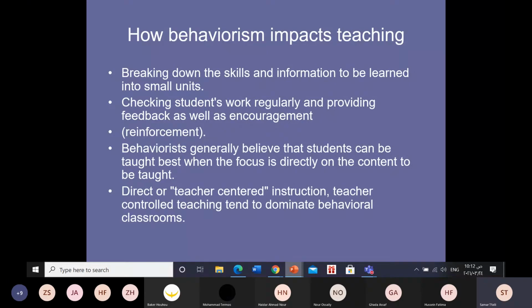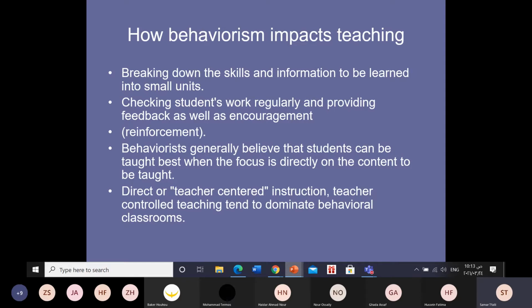The learning occurs from either classical conditioning, which means that any stimulus provided will lead to a response, or operant conditioning, which we talked about, where the student produces the response, and this response, the behavior, I either strengthen it by reinforcement or I weaken it by punishment.